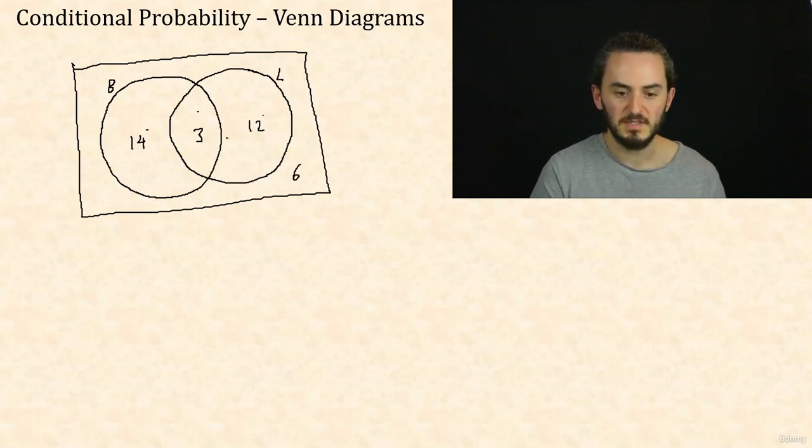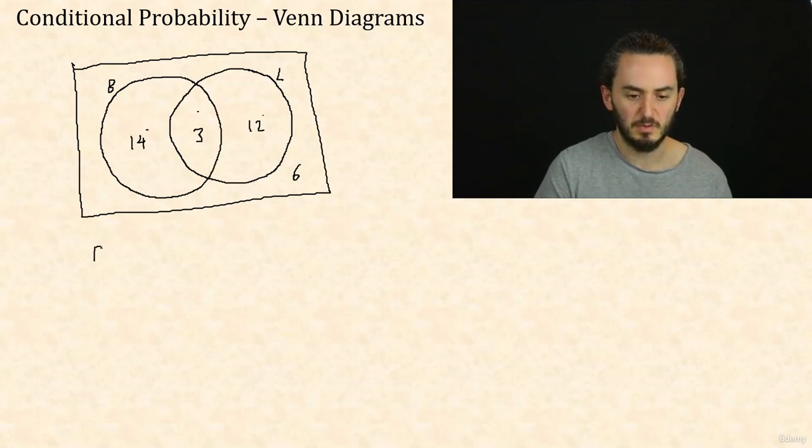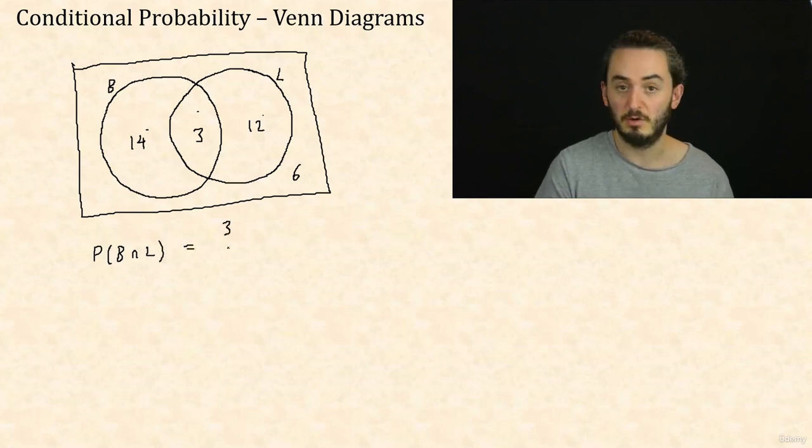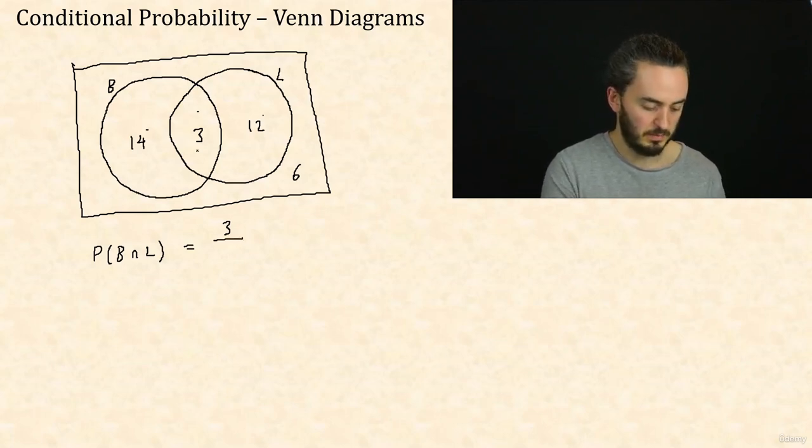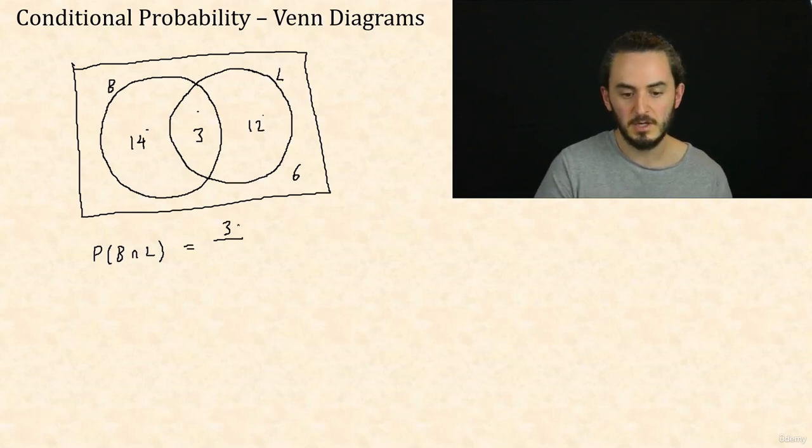So here is the setup, and we could start asking probability questions like, for example, what is the probability that a randomly selected child is a boy with long hair? This is obviously simple. It's not a conditional question yet. That's the intersection divided by, well, how many students are there? There's 14 plus 3 plus 12 plus 6, which is 35. So our answer is 3 over 35.